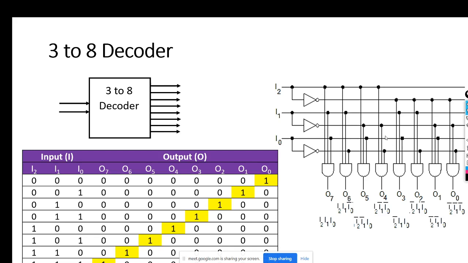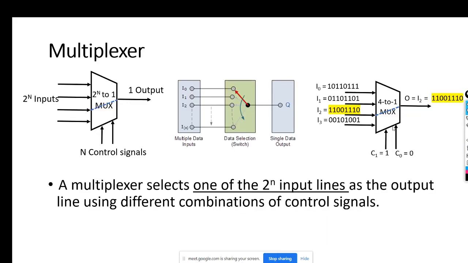Now let's move on to the next device we are going to discuss. So far we have discussed the adder and the decoder. Now the third one is the multiplexer.